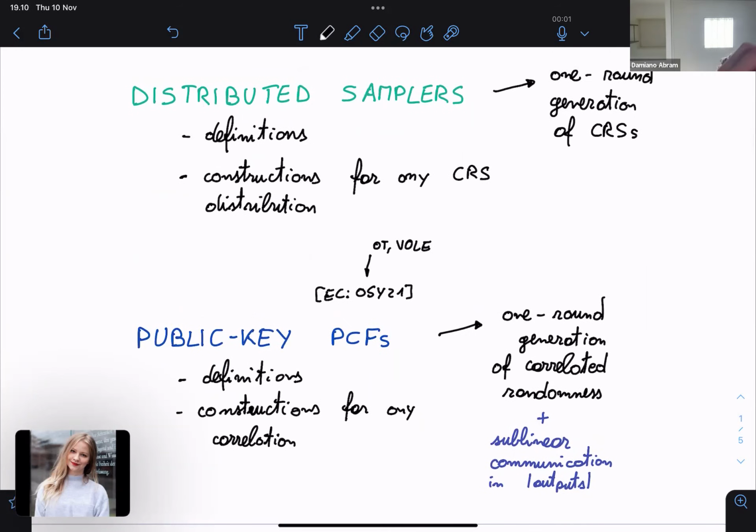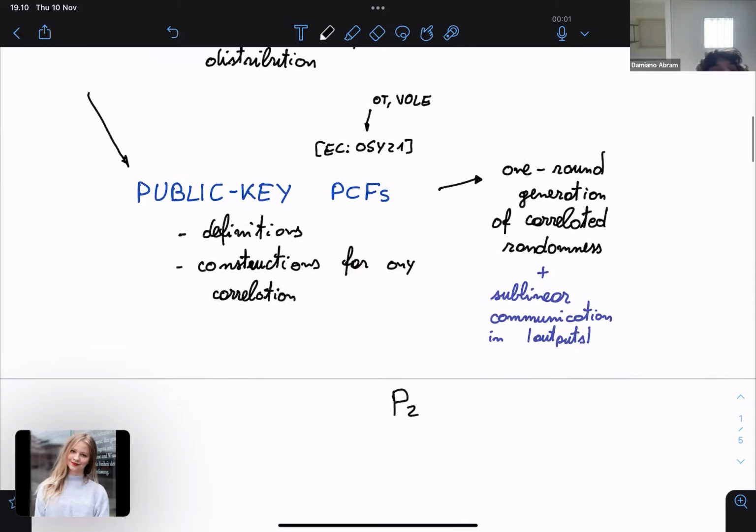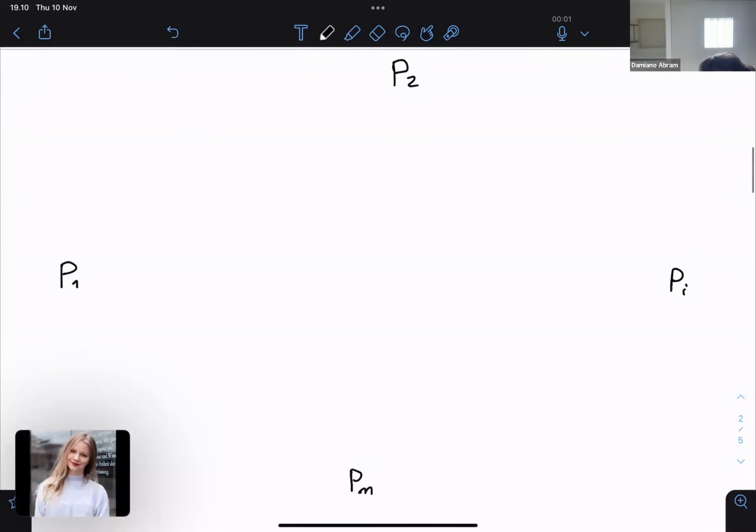Okay. The plan for today is to focus on distributed samplers. I will explain what they are and how to build them. And then if I have time, I will sketch how to build a public key PCF using distributed samplers. All right, so let's get started.